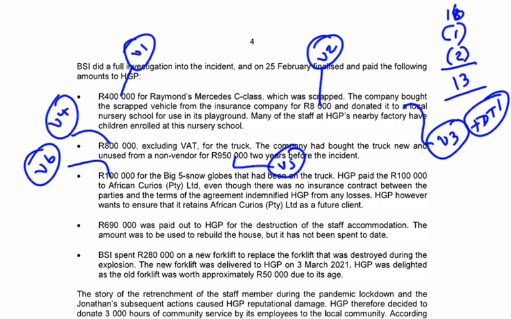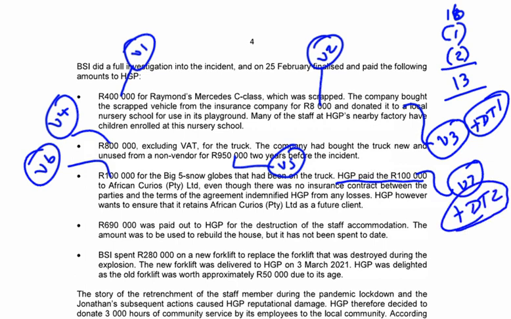However, okay, HGP wants to ensure that it retains African Kuros as a client, so HGP paid them 100,000 Rand. Plus, there could be VAT there, plus there could be donations tax. That would be donations tax 2. 690 was paid out to HGP for the destruction of the staff accommodation. That would be VAT 8.